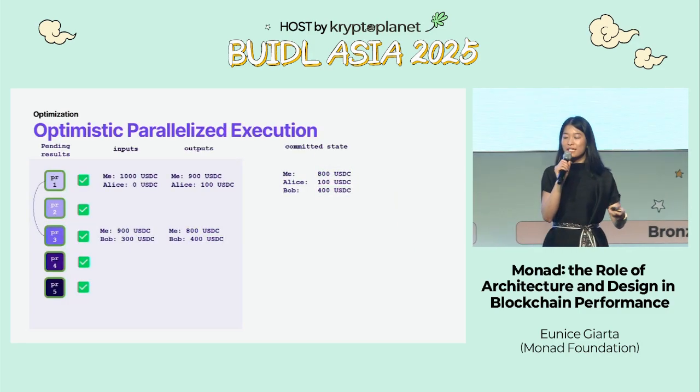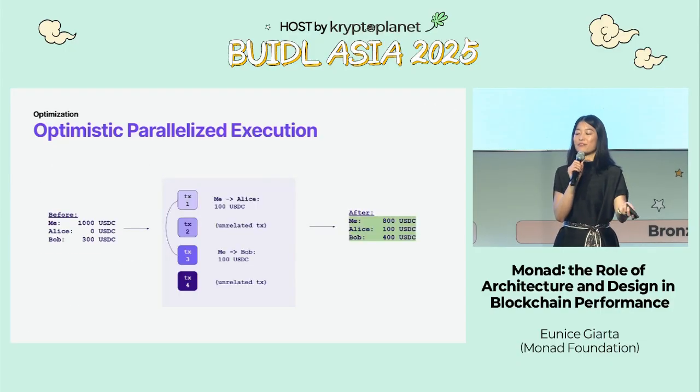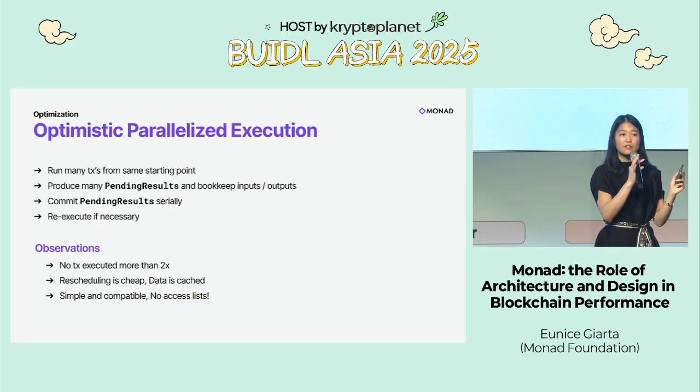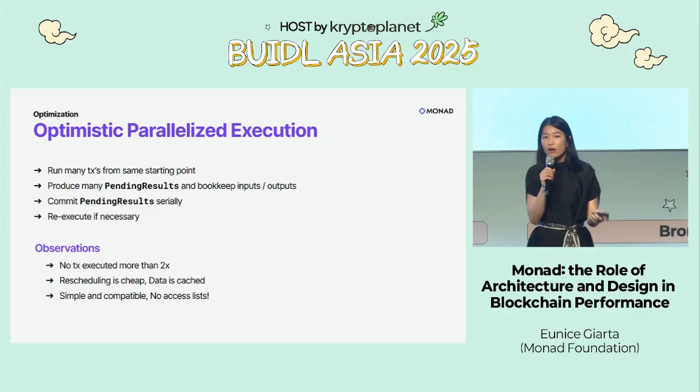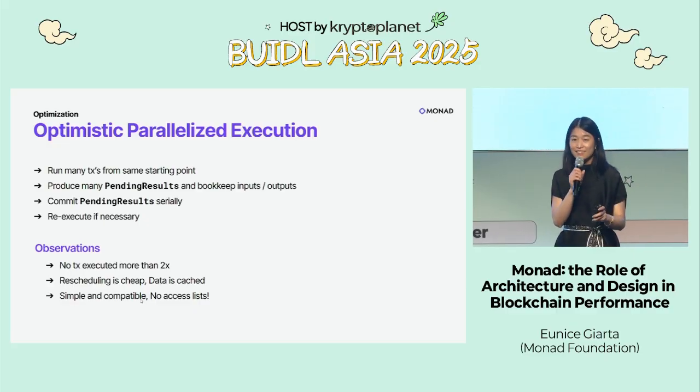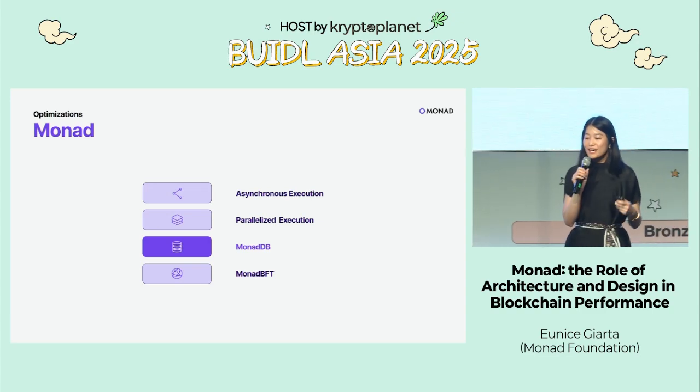Okay, so committed, and we're now happy with the resulting state. TLDR for optimistic parallel execution, we're going to assume that there are no collisions to begin with. When there are, we reschedule. So worst case scenario, a transaction is rescheduled once and executed twice. However, recall that the second time around, it's honestly very, very quick. All right, next one, MonadDB.